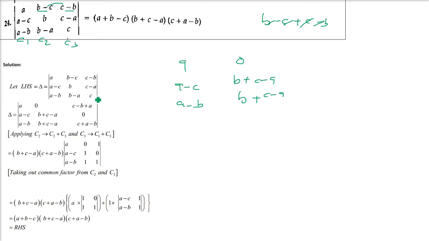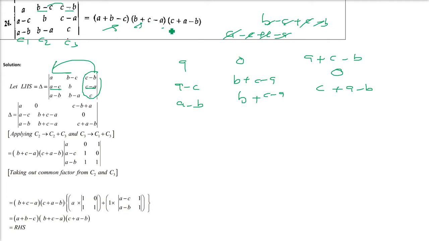Then we have column 3 changed to column 1 plus column 3. So just add these two. A plus C minus B. And then the second one, A minus C plus C minus A. So it gets cancelled. A minus C and C minus A get cancelled. You get 0. Then C plus A minus B.